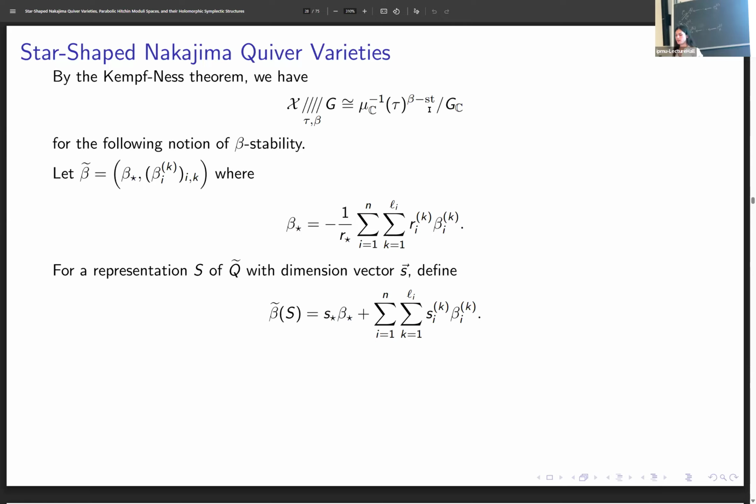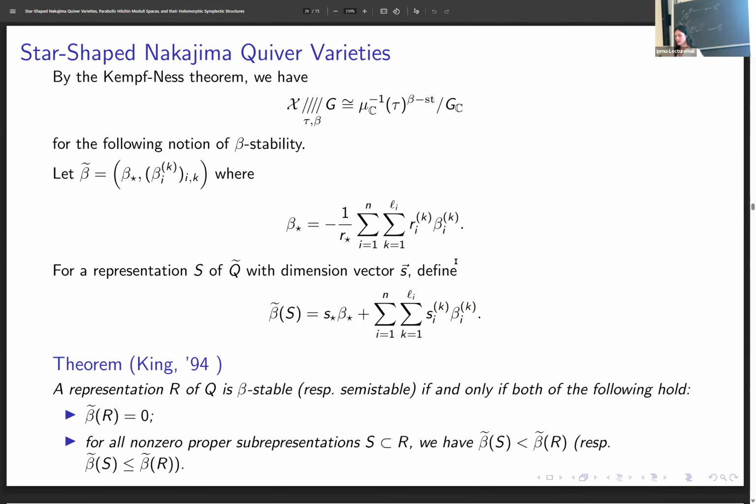So I'm going to define this notion of stability that is due to King. It works by extending the choice of betas. Remember, we have betas for every single node in the quiver. We extend it to the central node by choosing this particular weight. And then you define the beta weight of a representation to be kind of like the dot product between this weight vector and the dimension vector. So the weight vector has a weight associated to each node, and the dimension vector has a dimension for each node. And you just dot them.